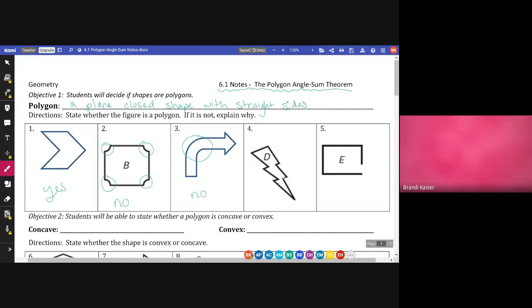Number four. When you look at number four, it is two-dimensional. It is closed. You don't see any openings or gaps in the shape. And if I look for straight sides, it looks like everything is straight here. So yes, this would be a polygon. And lastly, number five, this is two-dimensional. It does have straight sides, but if you notice right here, it looks like there is a hole in the shape or a gap of some sort. That's not closed, so no, this cannot be a polygon. Hopefully those few examples clarify what is and what isn't a polygon.